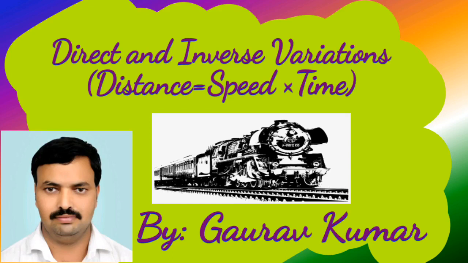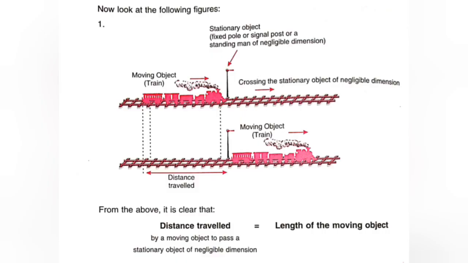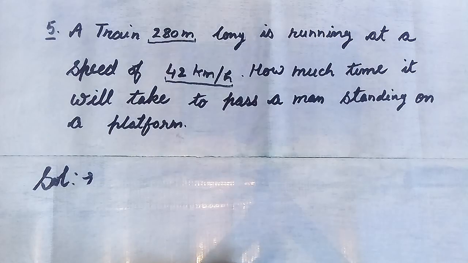Namaste everyone. Today I am going to discuss distance, speed and time related problems of direct and inverse variations. Before going to the exercise, you must know that if a train is passing through a point, suppose it starts from point A and point B is the pole, then the distance covered to pass it will be equal to the length of the train.